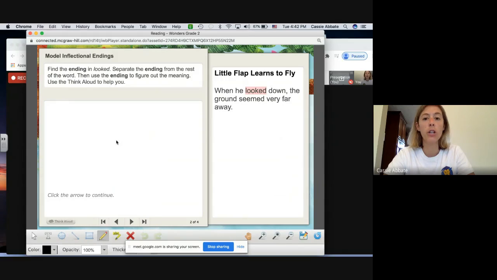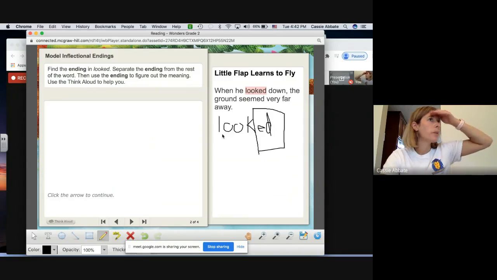So if we have the word look, okay? We have the word looked, excuse me. It says separate the ending from the rest of the word. So I'm going to separate the ending, which is that ed. I'm going to put it in this box and we're going to pretend like it's not there anymore. So we have the word look. We do that every day. Say, hey, look at the board. Look at your book. That just rhymed. Look at the dog over there, right? But we have the ed at the end, looked.